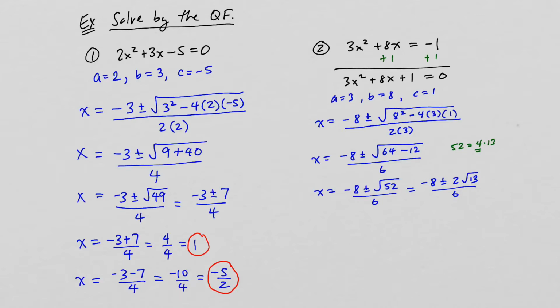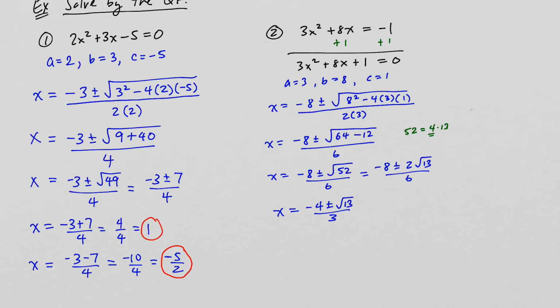Now we can cancel a factor of 2 in each of these numbers. We're going to divide 6 by 2, divide 8 by 2, and divide 2 by 2. When we cancel that common factor of 2, we get negative 4 plus or minus the square root of 13 divided by 3. Again, there are two answers here. One answer is x equals negative 4 plus the square root of 13 divided by 3, or the other answer is x equals negative 4 minus the square root of 13 divided by 3. These answers can't be simplified anymore.